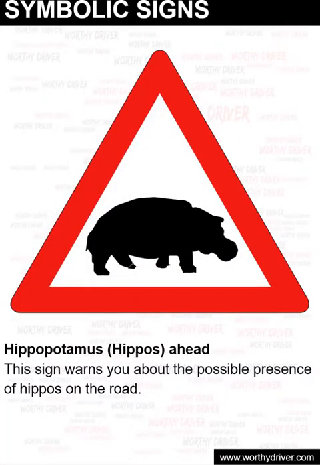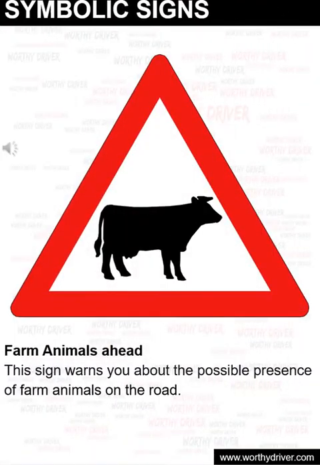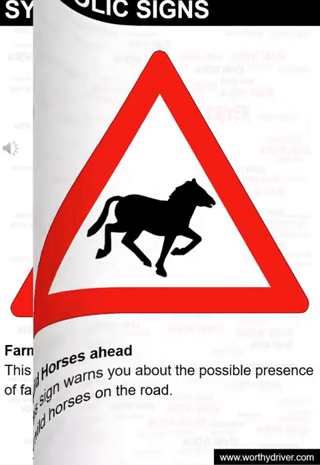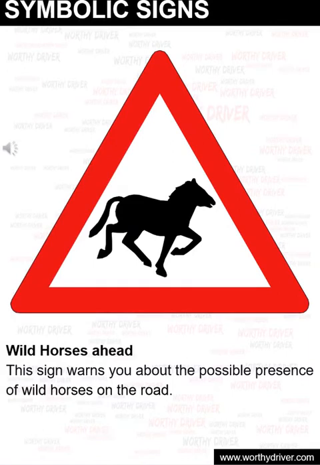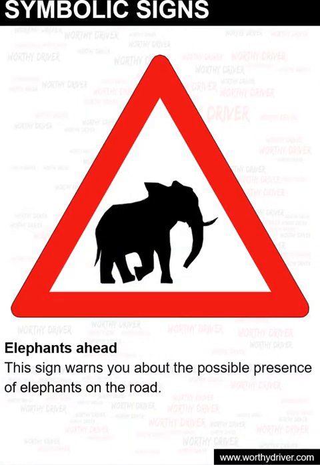Hippopotamus, hippos, ahead. This sign warns you about the possible presence of hippos on the road. Wild animals ahead. This sign warns you about the possible presence of wild animals on the road. Farm animals ahead. This sign warns you about the possible presence of farm animals on the road. Wild horses ahead. This sign warns you about the possible presence of wild horses on the road. Elephants ahead. This sign warns you about the possible presence of elephants on the road.